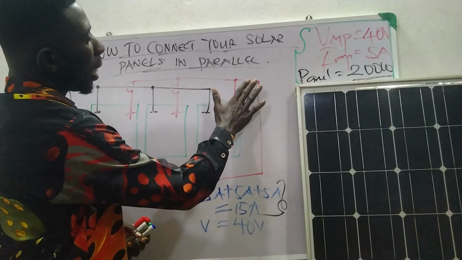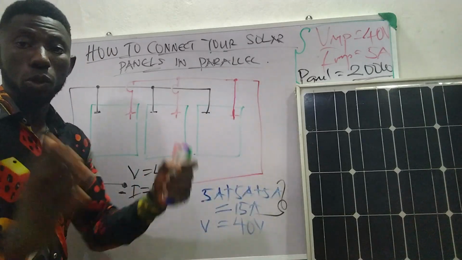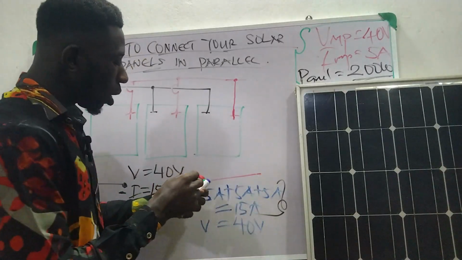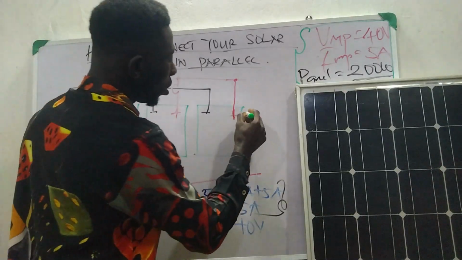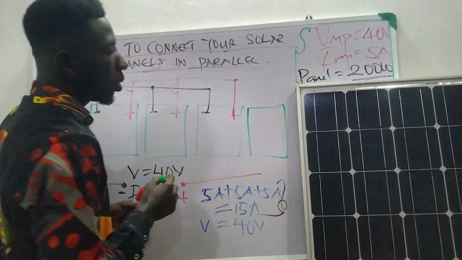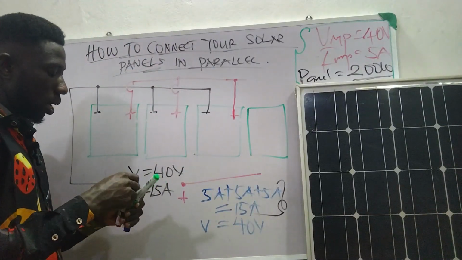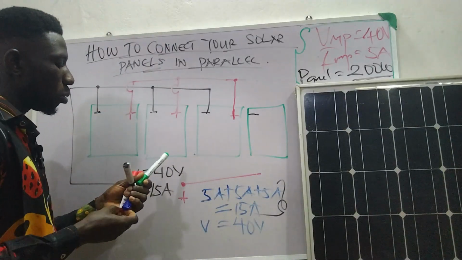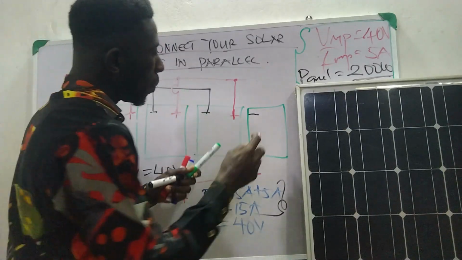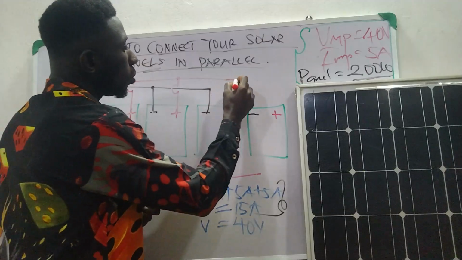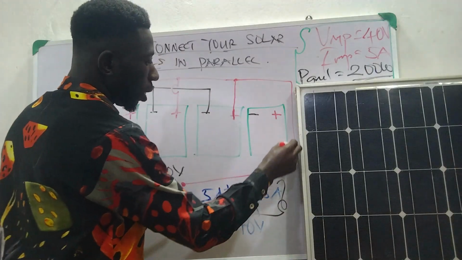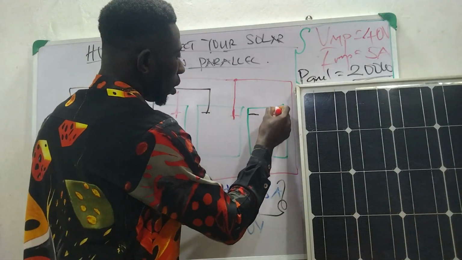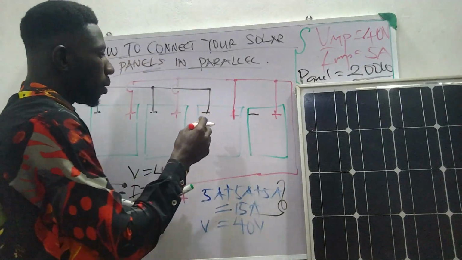So assuming we want to add another panel to make it 4, what are we going to do? We just have to bring the fourth panel to this place. Hope we are together. Then let's label our polarity. We have our minus here. We have also our plus. So it's very simple. These are connection lines. These are positive. Bring it here. Then it will be connected here, right?